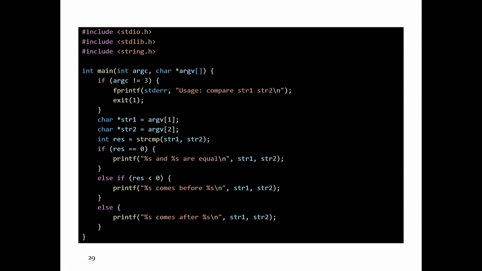So your first command line argument is in argv[1]. It's always a string. Your second command line argument is argv[2]. It's always a string. So you've got your pointers to your two strings. You can just call strcmp on them, and then look at the result.